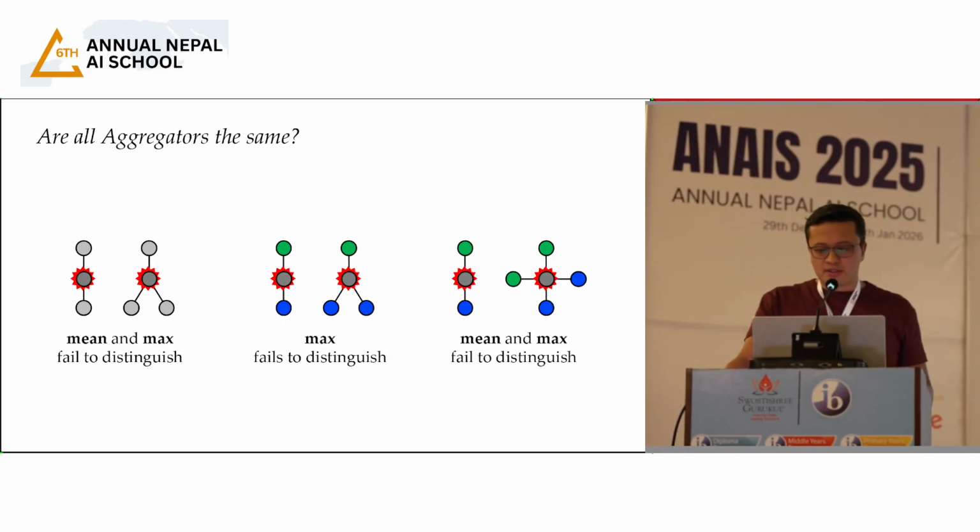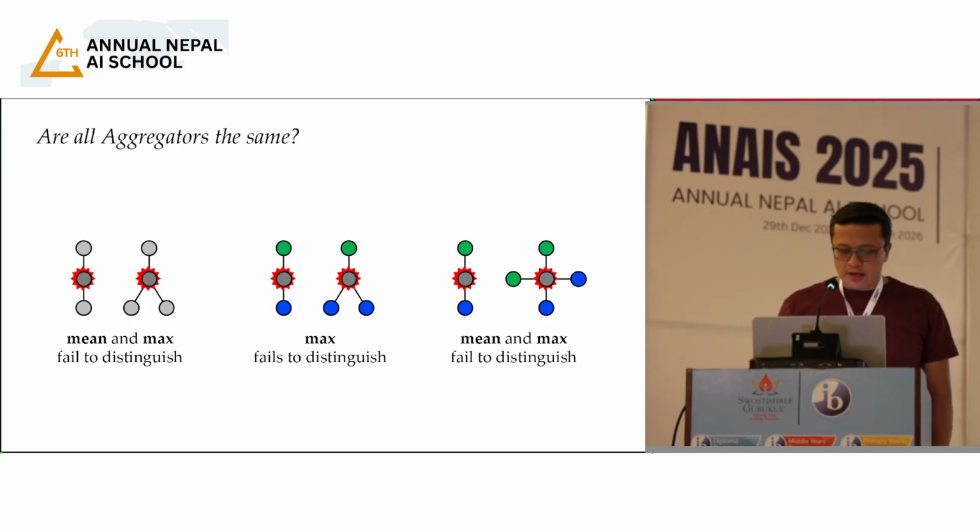Another example for max is shown in the middle, right? So if I take the max, it doesn't matter whether I have 2 blue or 1 blue neighbor, right? It will do the same operation. It will take the element-wise max between a blue and the green feature. Another example on the right. So this should be clear now from the context.